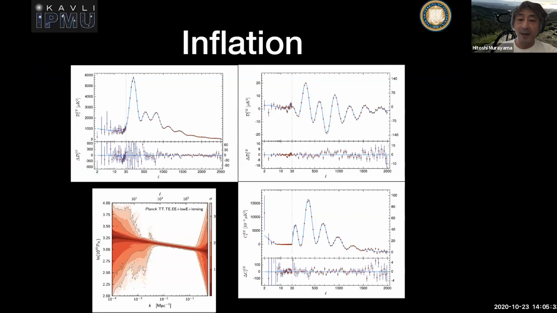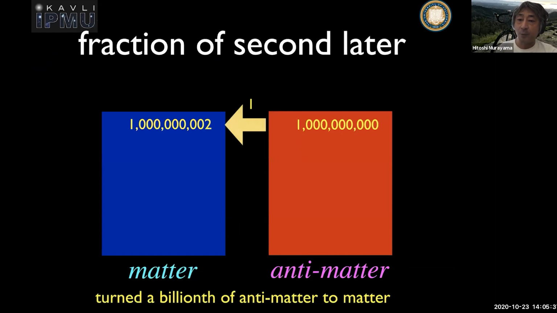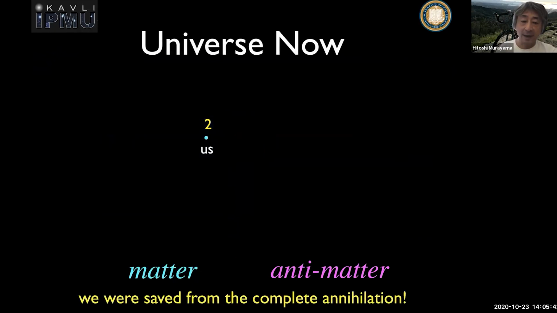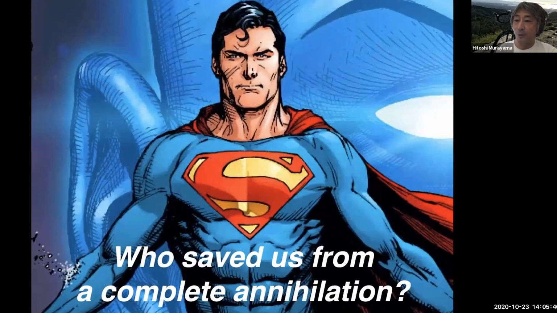So we believe in inflation, we already talked about it, and we need to have this process of changing 1 part of matter, antimatter, into matter so that we could survive the Big Bang. So somebody saved us from a complete annihilation. So there must have been a superhero for this.